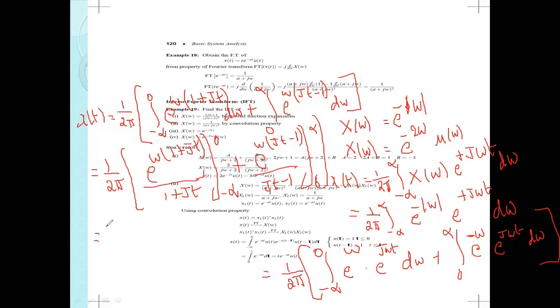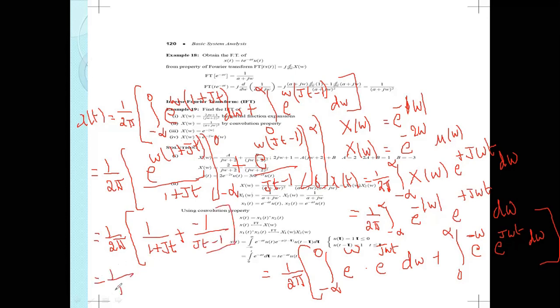Okay, so 1 by 2 pi into, for the first one, e power 0 has a value of 1. So 1 by (1 plus j t), plus, for the second one, the lower limit is 0, so the minus gives minus 1 by (j t minus 1).